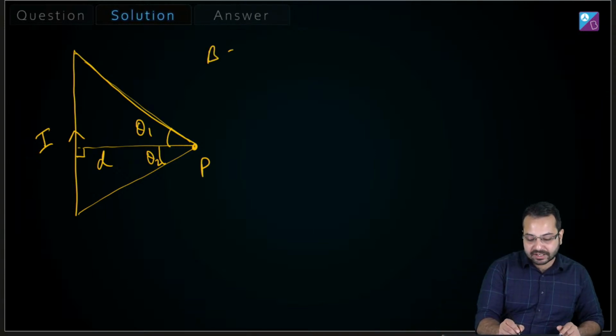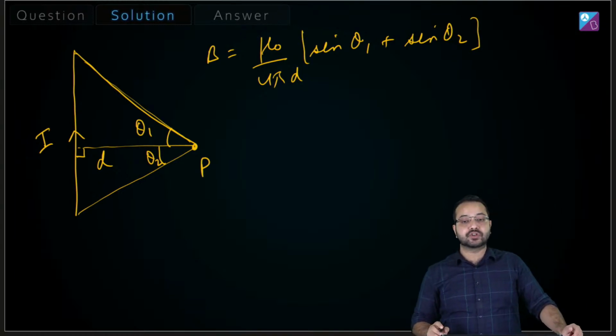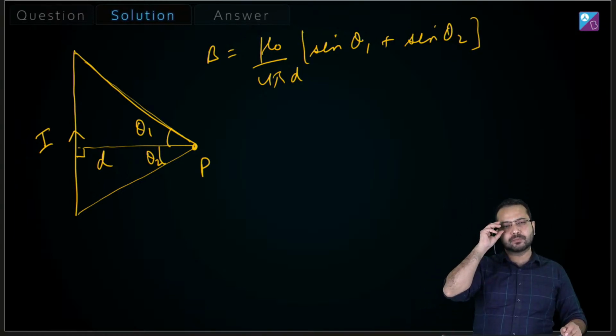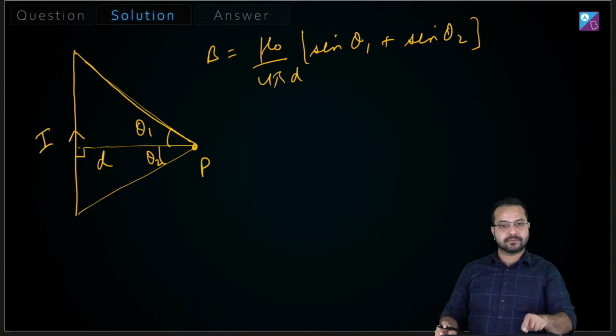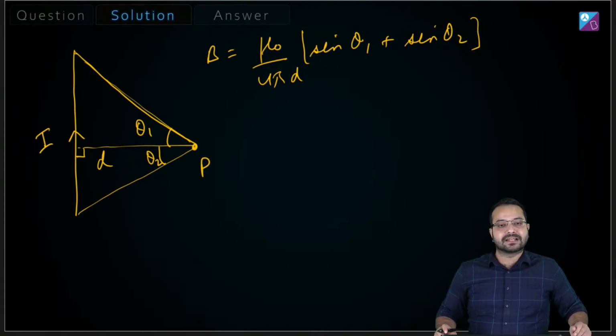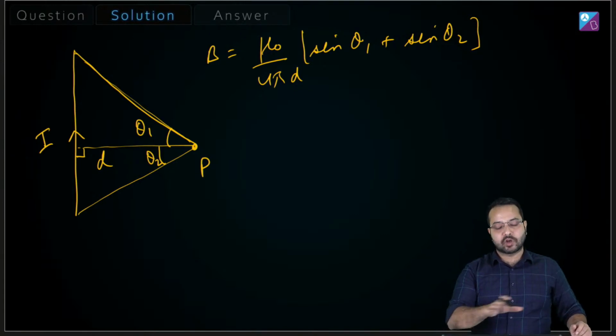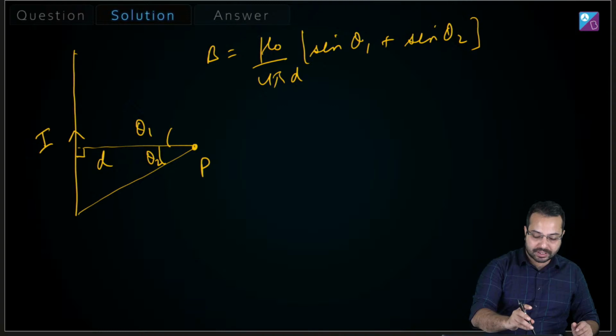The magnetic field is given by mu naught upon 4 pi D into sine theta 1 plus sine theta 2. You can go back and check this derivation. It would be in any standard book or your notes. So mu naught upon 4 pi D sine theta 1 plus sine theta 2. That's all we have to remember. If we remember this, we can calculate for any special case. So let's do the calculation for a special case.